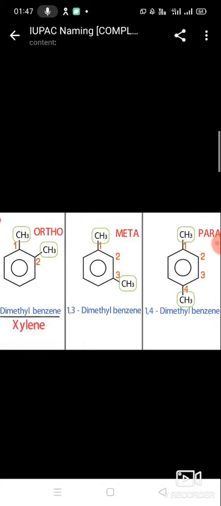So the first dimethyl benzene is known as xylene, ortho-xylene. The name you have to learn, ortho-xylene. If it is in a meta position, meta-xylene. If it is a para position, it is known as para-xylene. So benzene and substituent: we will say this is a phenyl group. If an attachment is there on the benzene ring, that is a phenyl group.